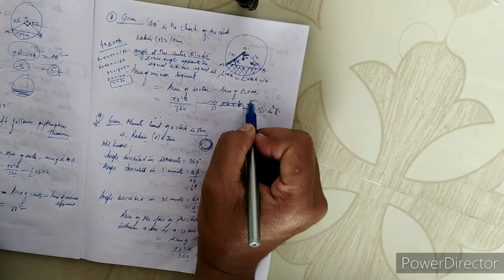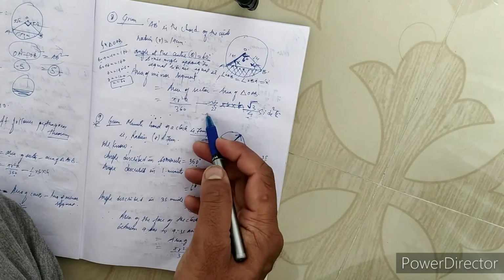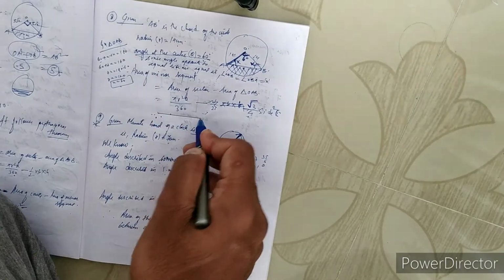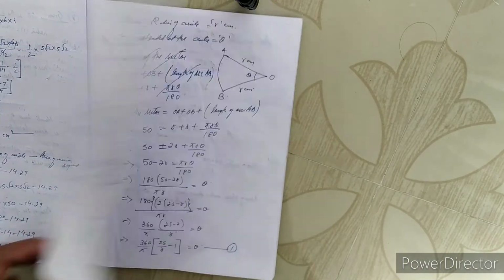That's why we are using the equilateral triangle formula here. After using the equilateral triangle formula, you'll get the answer. Don't worry, just solve it carefully, you'll get the answer for number 8. So the rest I think you got it.